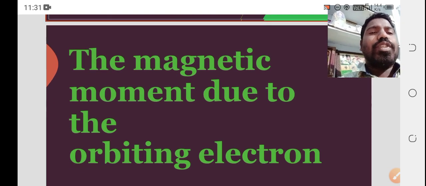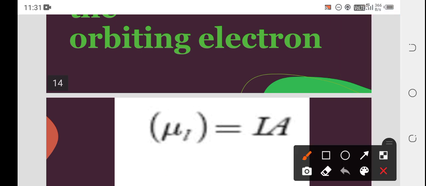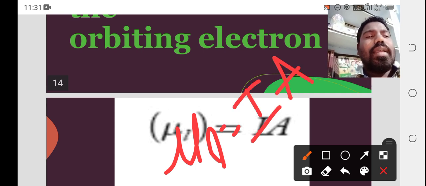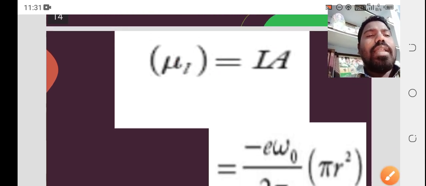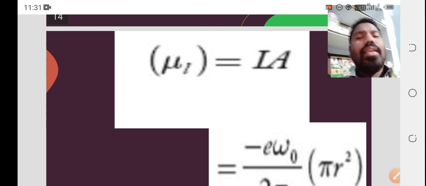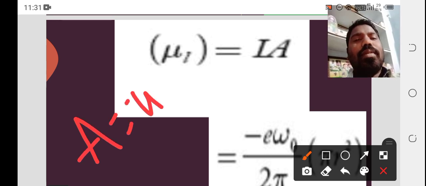The magnetic moment due to the orbiting electron. So after the current, what is the next one? The magnetic moment due to the orbiting electron is mu L equal to IA. Mu L, the magnetic moment, is equal to IA, where I is the current and A is the area. A is pi r square.